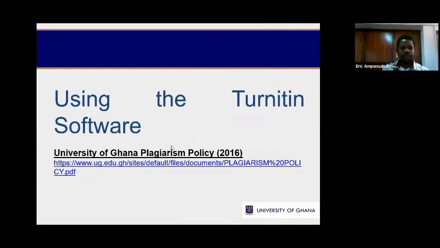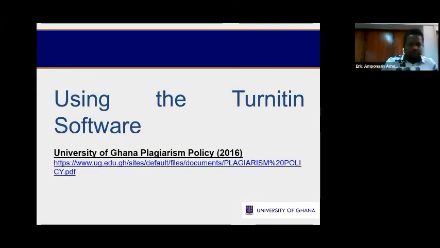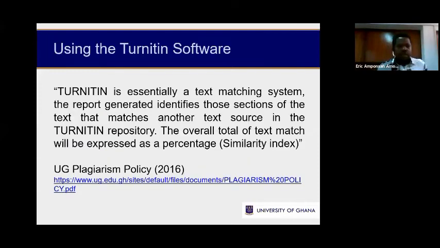Okay, so we are going to look at how to use the Turnitin software. So what is Turnitin? This is from the university's plagiarism policy. It says Turnitin is essentially a text matching system. The report generated identifies those sections of the text that match other text sources in the Turnitin repository. The overall total of text match will be expressed as a percentage, which is referred to as a similarity index. Now, what is Turnitin? It's essentially a text matching system. What it means is that as you write, the pieces of text that you quote from other sources, when you submit your work, the system is going to match your content to other content online.